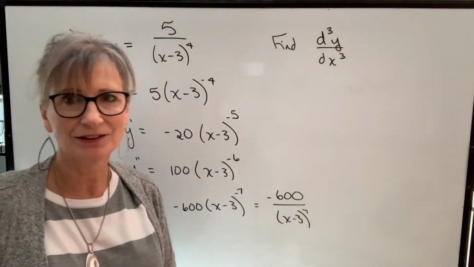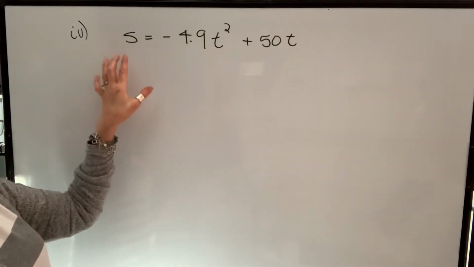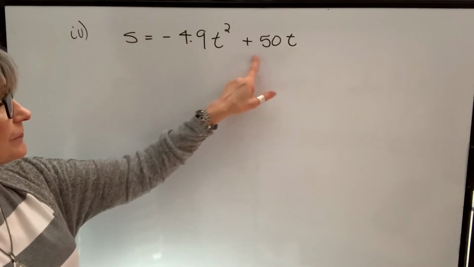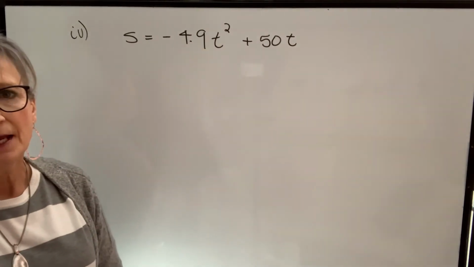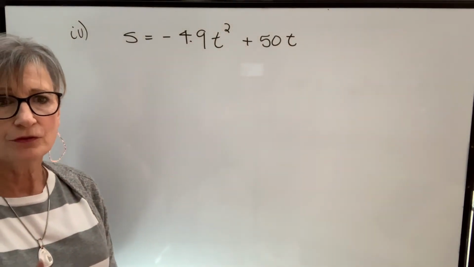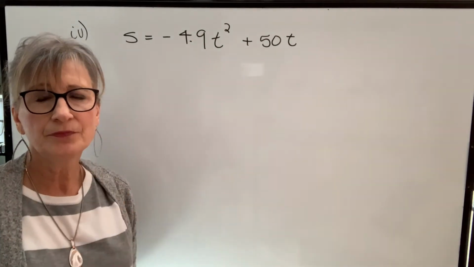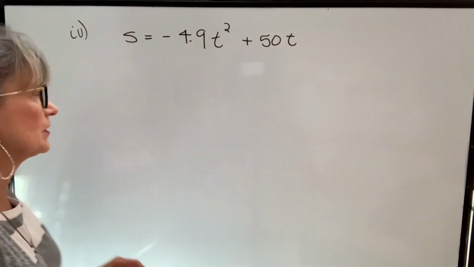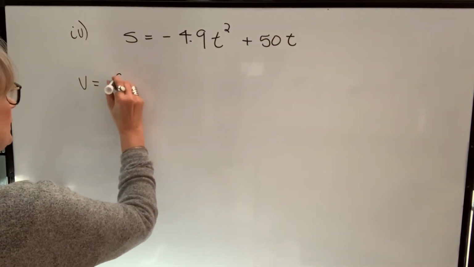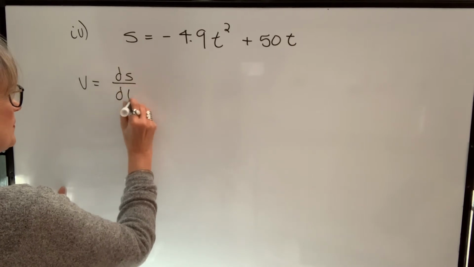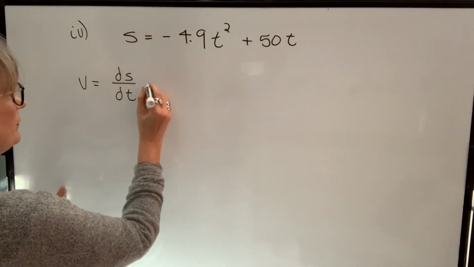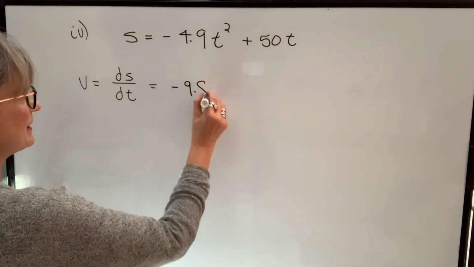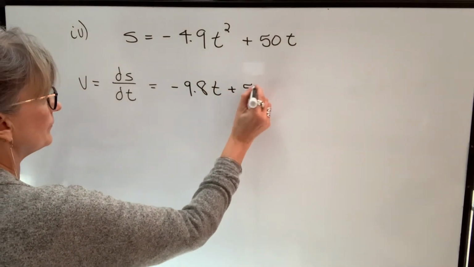Let's take a look at some more. Okay, in this example, we have s, which represents displacement, as a function of t, where t represents time. And this could be a function for something that's thrown up into the air and has gravity acting on it. So if I was asked to find the instantaneous velocity of this, it would be the instantaneous rate of change of displacement with respect to time. So in other words, the derivative. And I just take the derivative of this function, which would be negative 9.8 t plus 50.